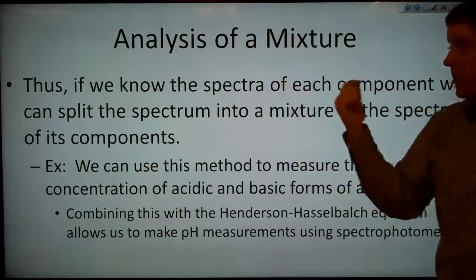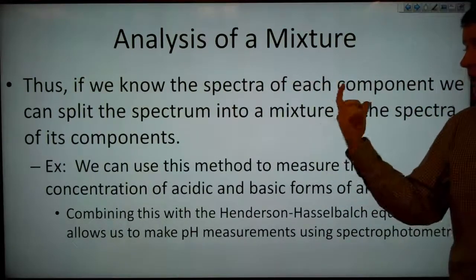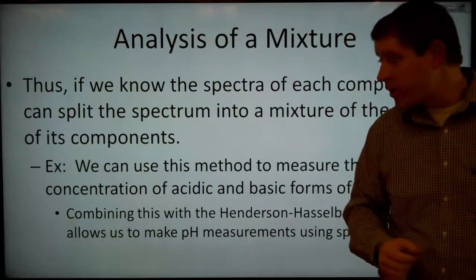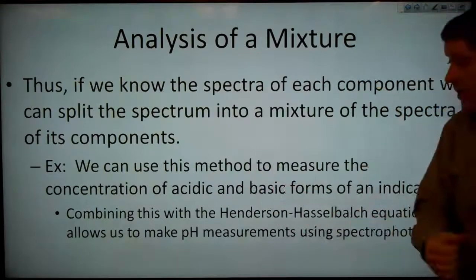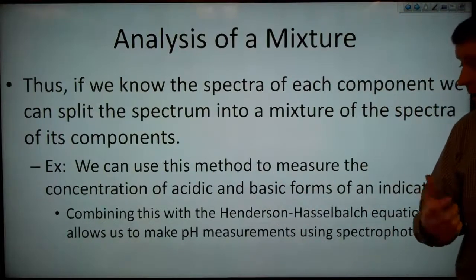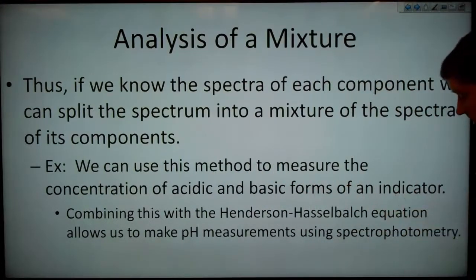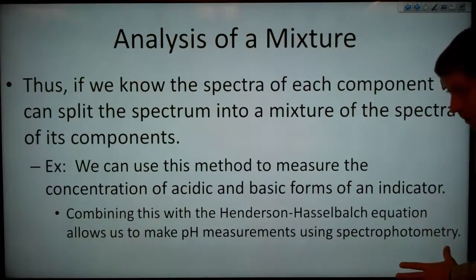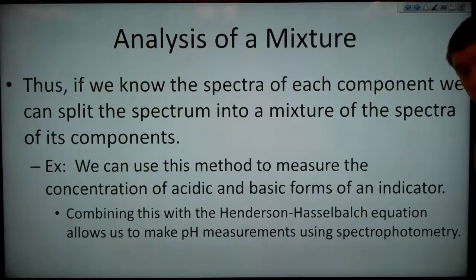Thus, if we know the spectra of each of our components, then we can split our spectrum into a mixture of the spectra of each of its components. So, for example, we can use this method to measure the concentration of acidic and basic forms of an indicator. Combining this with the Henderson-Hasselbalch equation then allows us to make pH measurements using a spectrophotometric experiment.